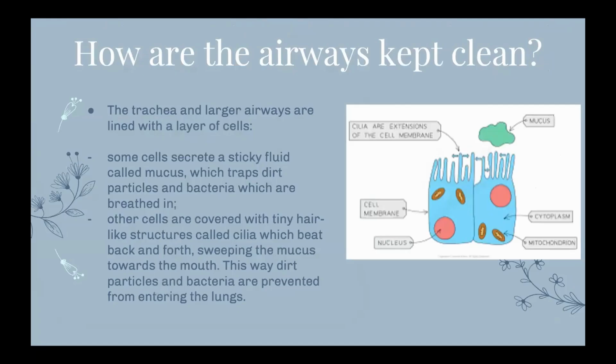How are the airways kept clean? The trachea and larger airways are lined with a layer of cells. Some cells secrete a sticky fluid called mucus, which traps dirt particles and bacteria which are breathed in. Other cells are covered with tiny hair-like structures called cilia, which beat backwards and forwards, sweeping the mucus towards the mouth. This prevents the dirt particles and bacteria which are trapped in the mucus from entering the lungs.